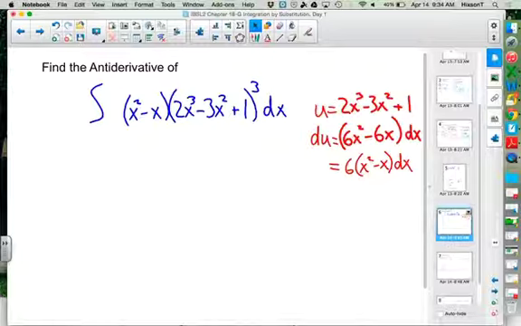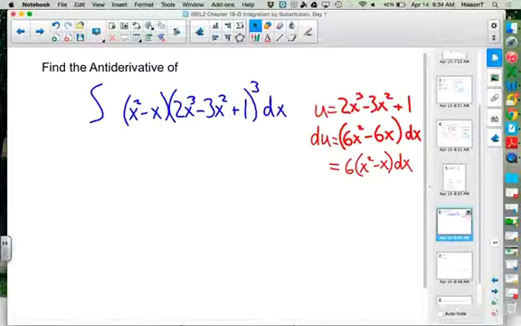Yeah, that's what we got. So I multiply by 6. But okay, I already multiplied by 6. I could have just done 1/6. You just need the 1/6 on the outside. Oh, I see what you did. That was the plus.